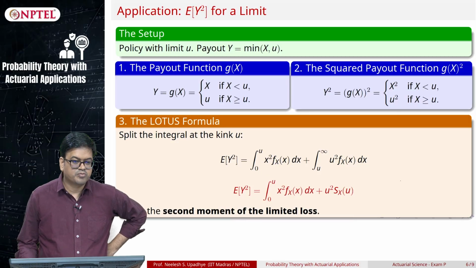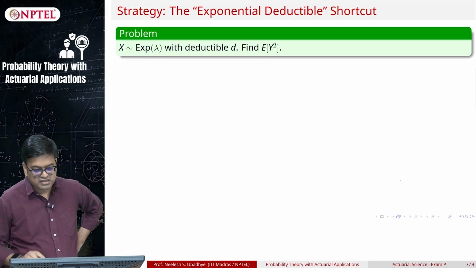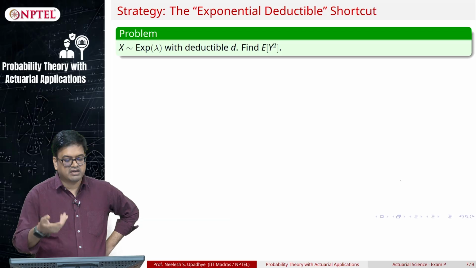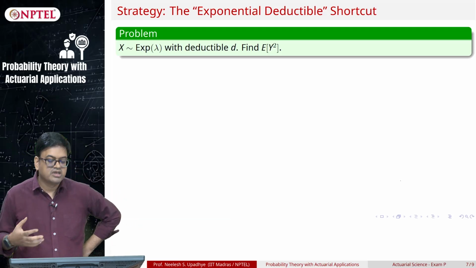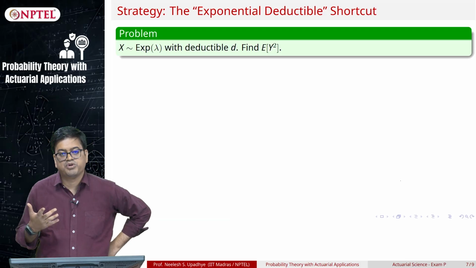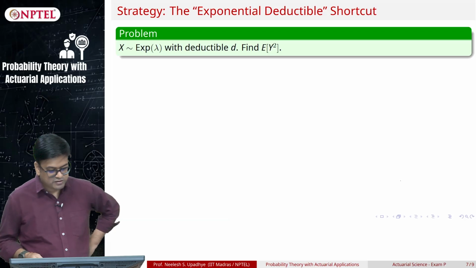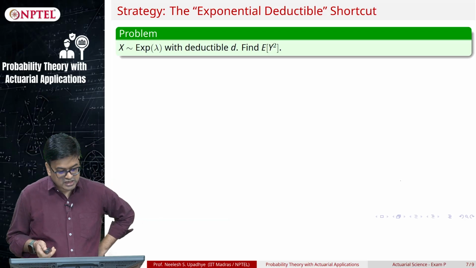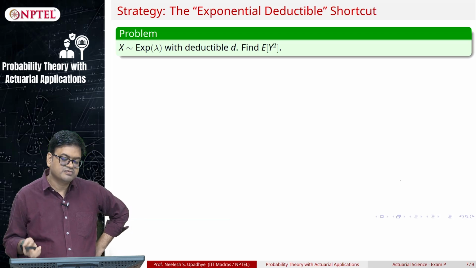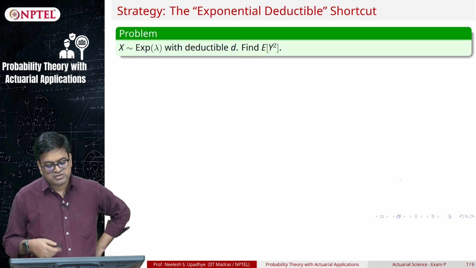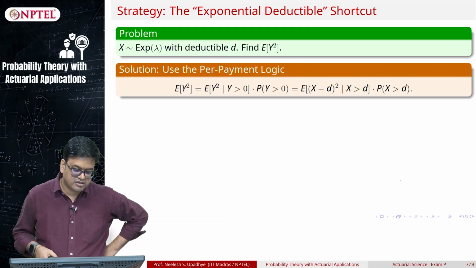Let us solve one problem for exponential deductible and understand it from the shortcut perspective that is available for exponentials. So, I have exponential distribution. Exponential distributions have the memoryless property, which will come very handy in this case also. So, X follows exponential lambda, it has a deductible d. So, for first d dollars we are not going to pay anything. So, x minus d will inevitably come and you have to find expected value of Y squared.